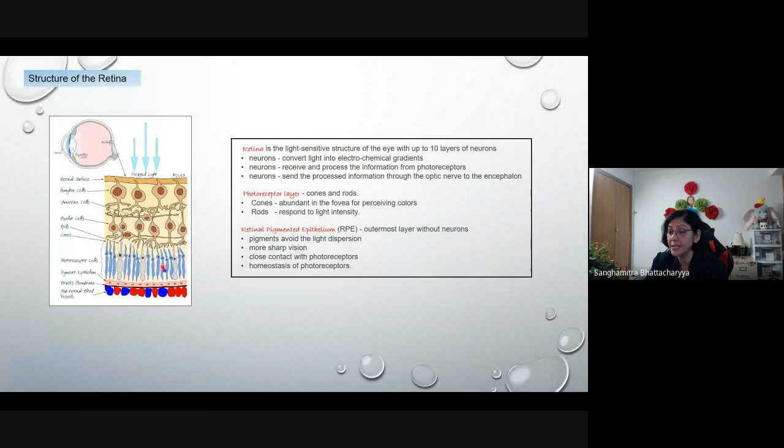After the photoreceptor layer comes another layer called the pigmented epithelium, made up of epithelial cells which are literally brown, carrying brown pigments. And this is the outermost layer of the retina and is devoid of neurons. Now, the pigments in these epithelial cells avoid light dispersion, thus helping in having more sharp vision. Since they are in close contact with the photoreceptor layer, they help supply nutrients to the photoreceptors, maintain this photoreceptor layer, and help in its biogenesis as well as homeostasis.